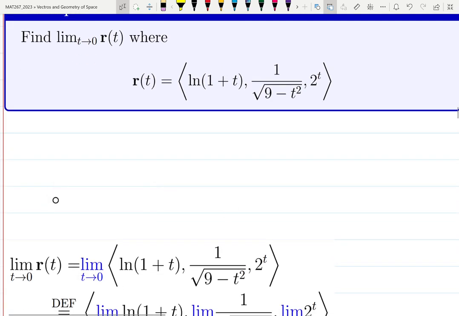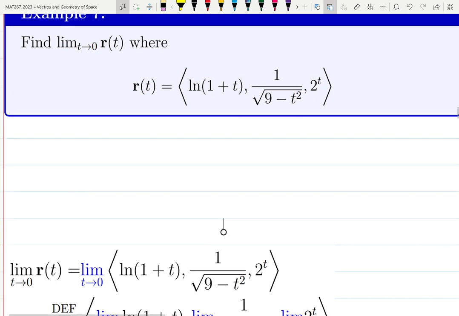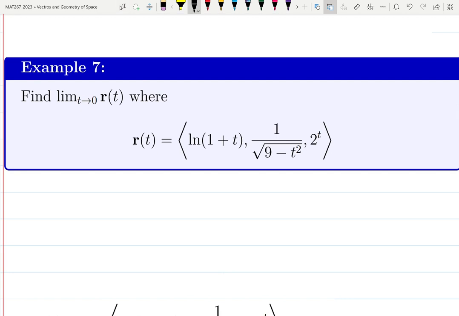Let's do one example. r of t is ln(1 plus t), 1 over square root of 9 minus t squared, and 2 to the t. Find the limit as t goes to 0 of r of t. Let's see. Solution. Well, I know I'm going fast, but I will slowly write it down.